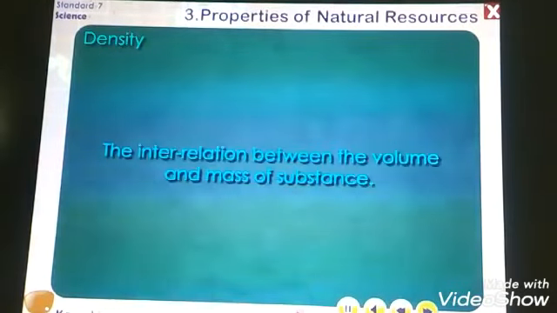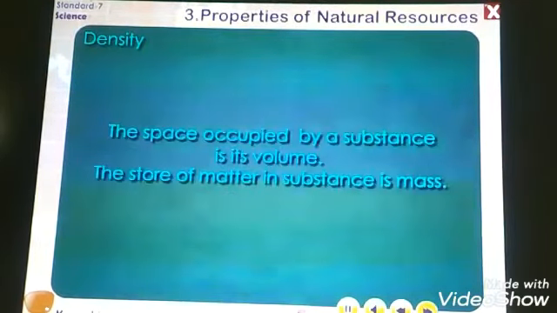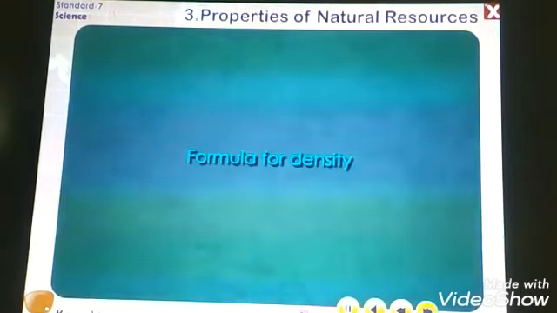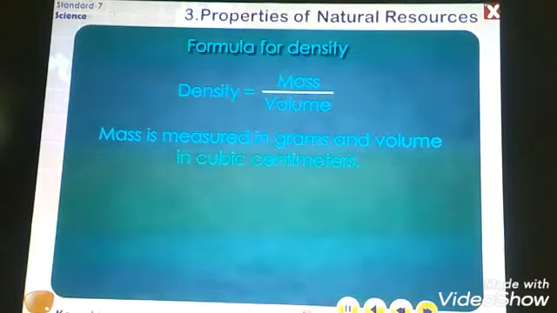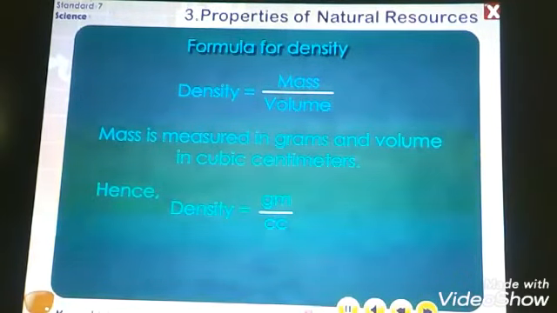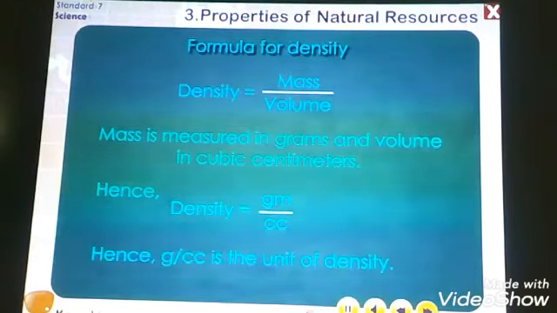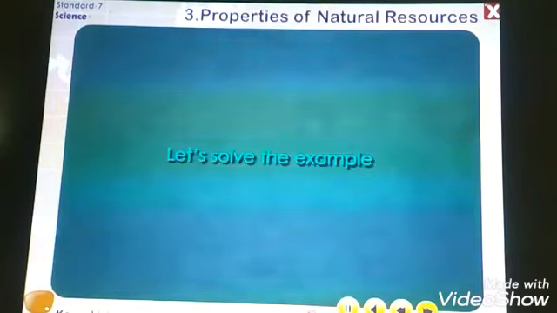Density. The interrelation between the volume and the mass of a substance is called density. The space occupied by a substance is its volume, the store of matter in a substance is its mass. Formula for density. Density is equal to mass upon volume. Mass is measured in grams and volume in cubic centimeters. Hence, density is equal to gram per cubic centimeter. Hence, g upon cc is the unit of density.